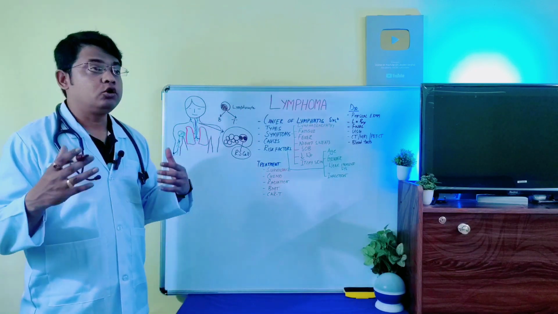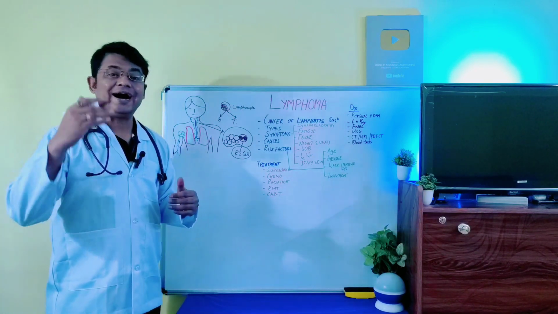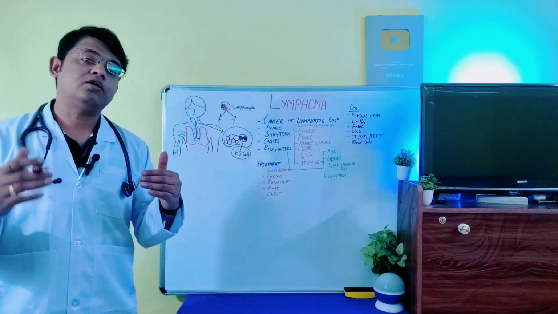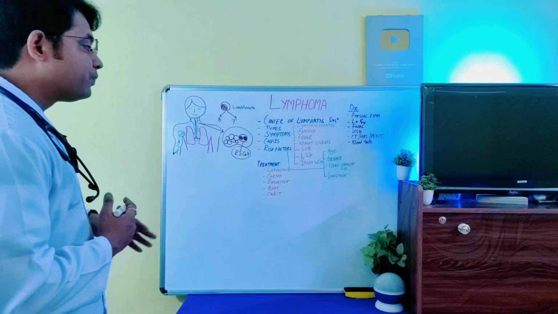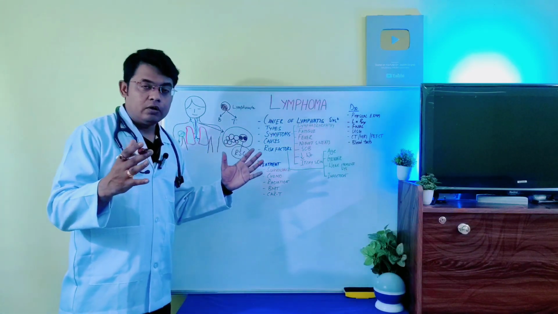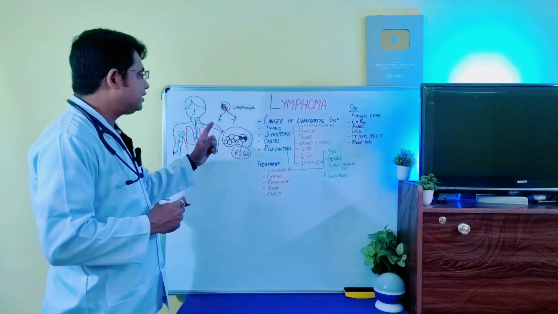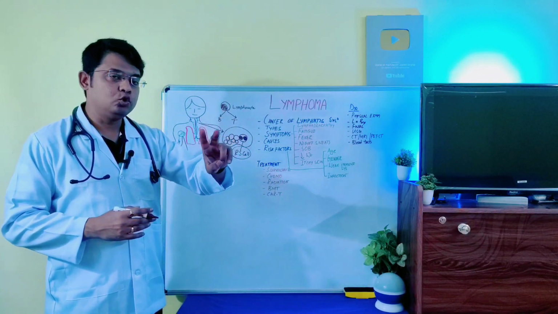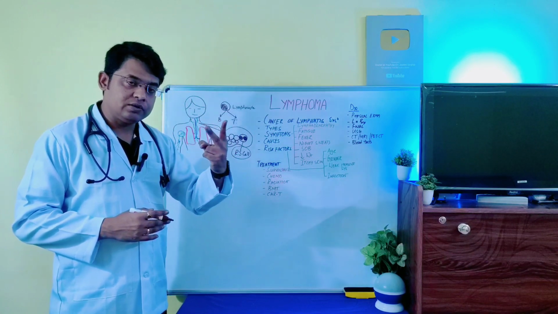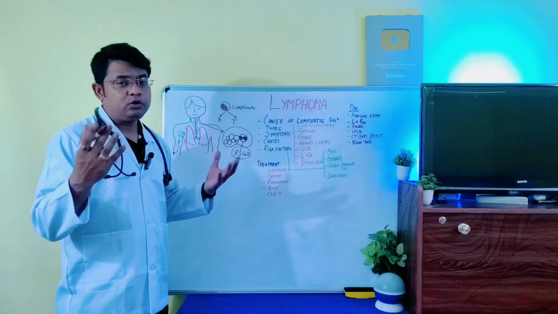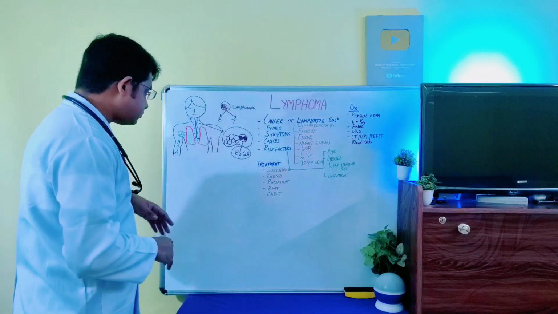There are few non-Hodgkin's lymphoma which are high grade, and there are some non-Hodgkin's lymphoma which are of low grade. So there is a spectrum of clinical features related to the lymphoma. So lymphoma is basically classified into Hodgkin's lymphoma and non-Hodgkin's lymphoma. Non-Hodgkin's lymphoma can again be classified into a lot of other types.